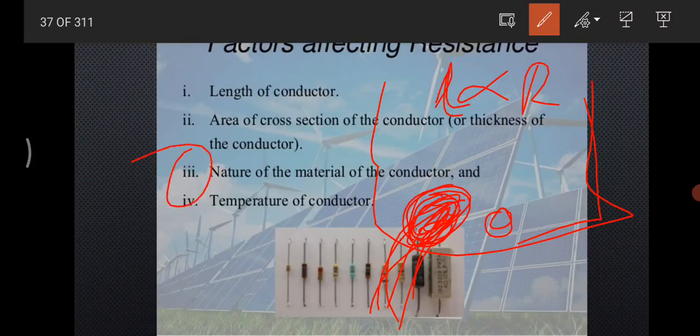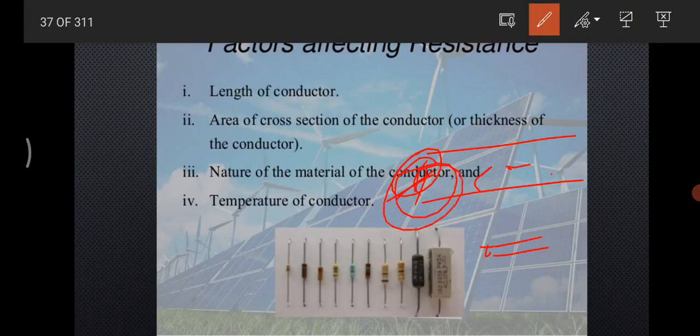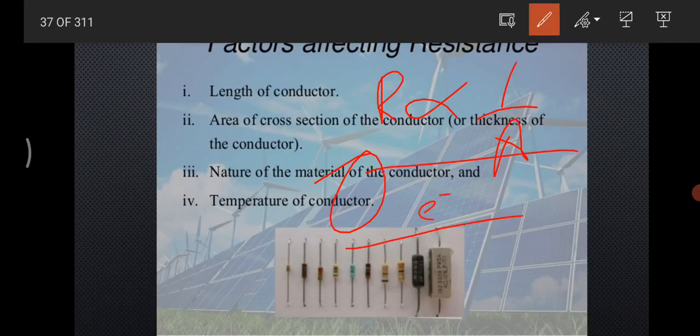Similarly, if the thickness of the wire is more, then the electrons will flow easily. Therefore, as the thickness increases, resistance will decrease. So area of cross section is inversely proportional to resistance, or resistance is inversely proportional to area of cross section. How? As the thickness is more, the resistance will be less. They will flow around and pass through from there.